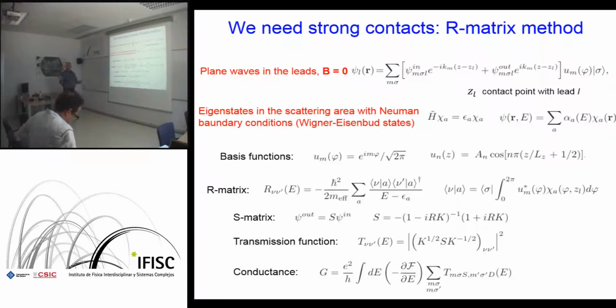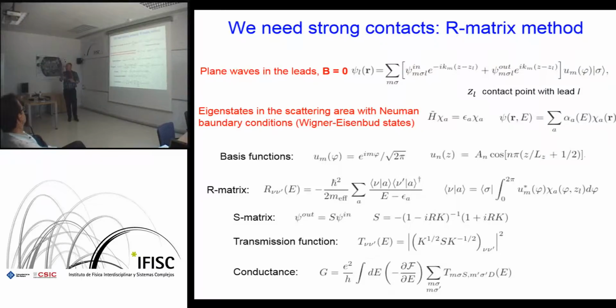There are very many versions of the scattering method. So very briefly, the R matrix method consists in defining a scattering area and calculating in the scattering area the eigenstates of the Hamiltonian, but not with vanishing boundary conditions as it is done usually for closed systems, but with boundary conditions that correspond to vanishing derivatives. So not with Dirichlet, but with Neumann.